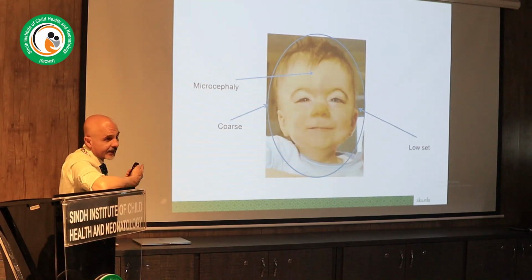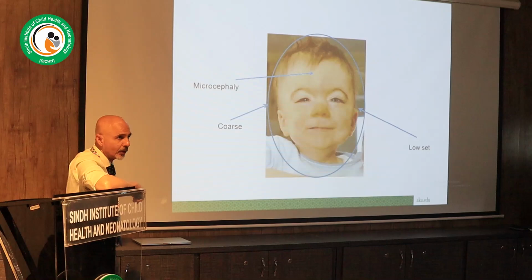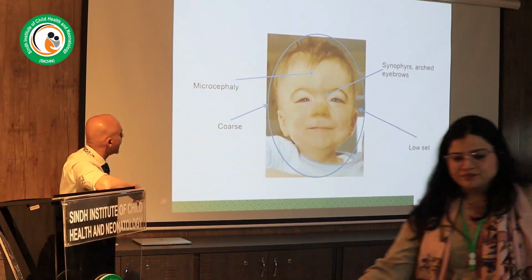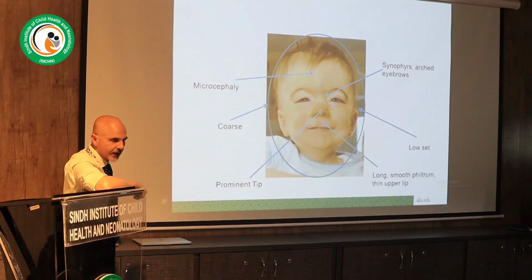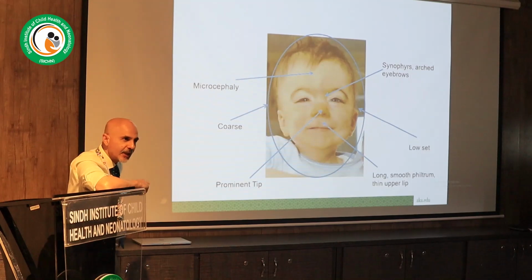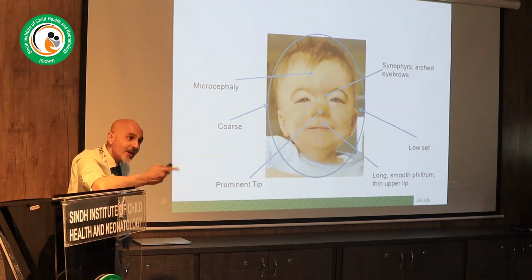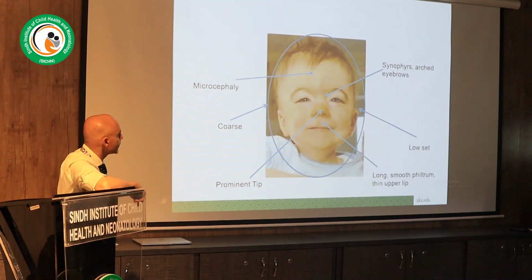लो सेट ईयर्स हैं, देख सकते हैं आपके. इवन ऑन फ्रंटल व्यू यू कैन टेल के लो सेट हैं. प्रोमिनेंट एंड पॉइंटेड टिप एंड लॉन्ग फिल्ट्रम, स्मूथ एंड थिन अपर लिप, राइट. तो ये क्या सिंड्रोम है? इंटेलेक्चुअल डिसेबिलिटी, हाँ, कॉर्नेलिया डी लैंग सिंड्रोम. वेरी गुड, ठीक है ना.